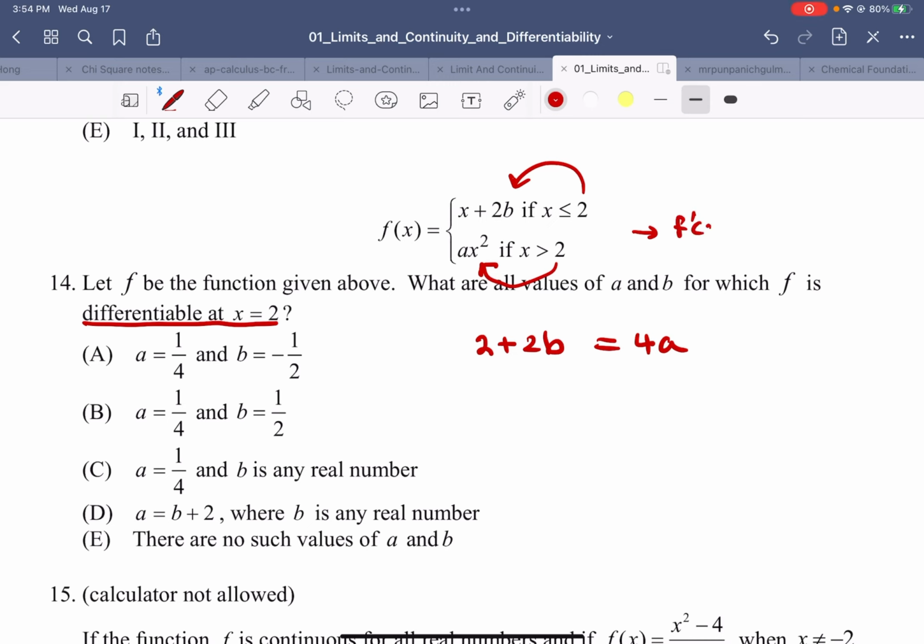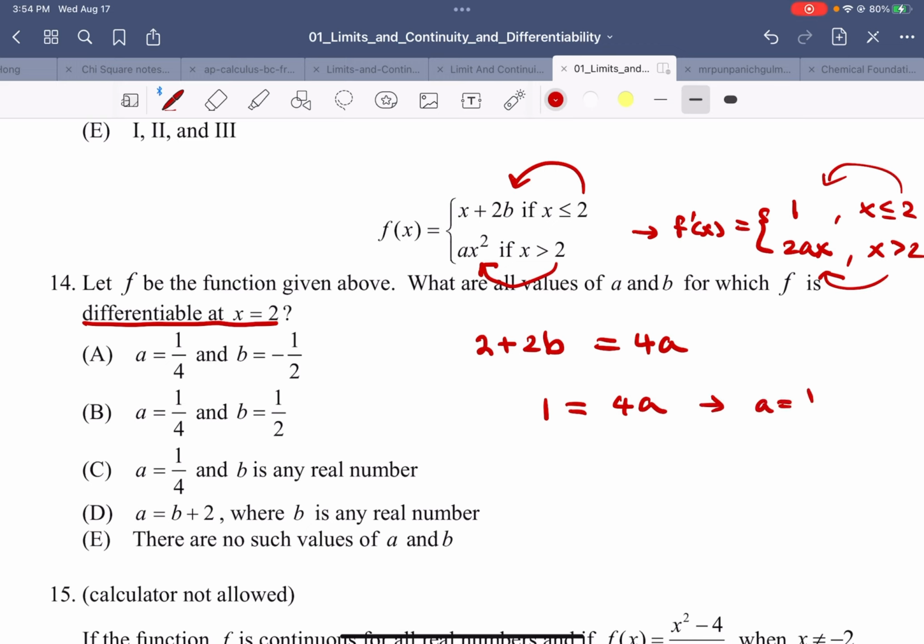Now, when you take a derivative, top one, 1, bottom one, ax squared, when you take a derivative, 2ax. And let me write down the condition. And this one, x is greater than 2. So also by differentiability, when you plug in the left-hand side, so you plug in 2, but there's no x value, so it will be just 1. So 1 should be equal to 2ax when you plug in 2 into x, so that's 4a. Okay, so that gives me a equals 1/4.